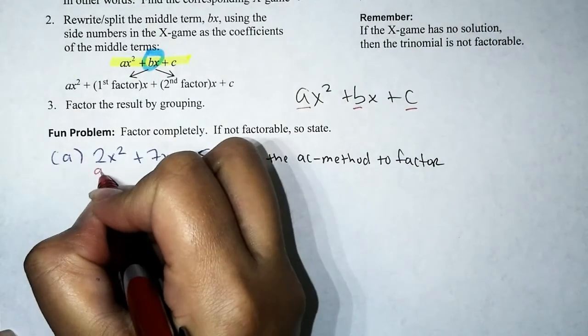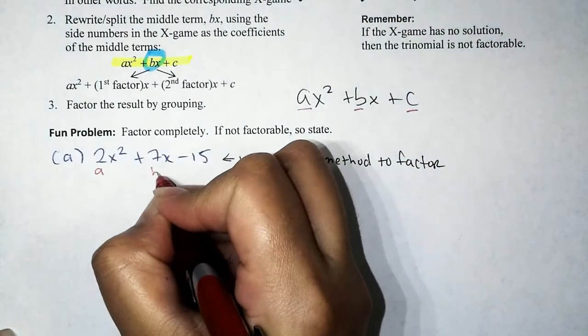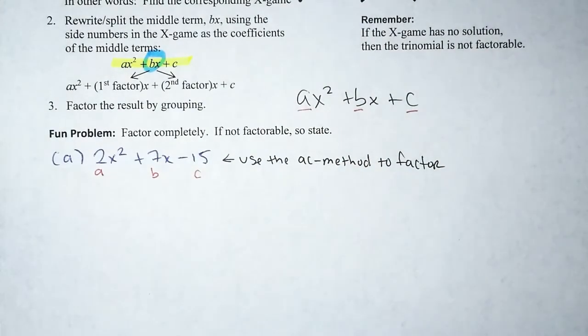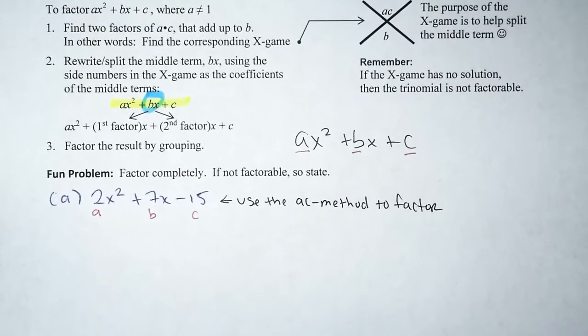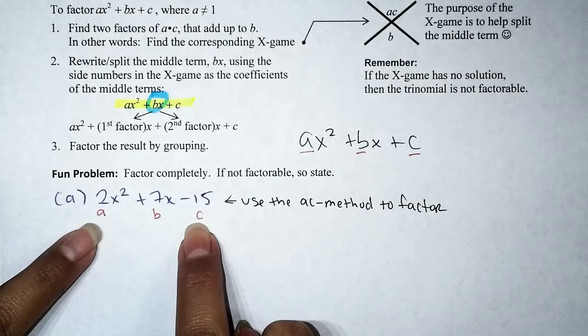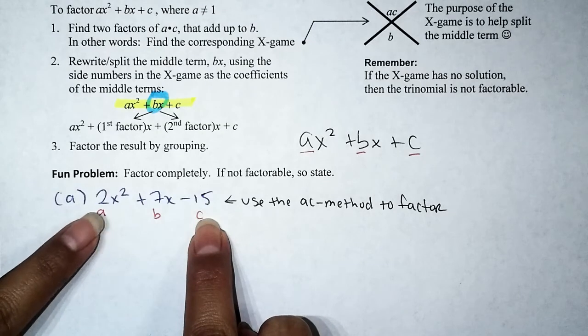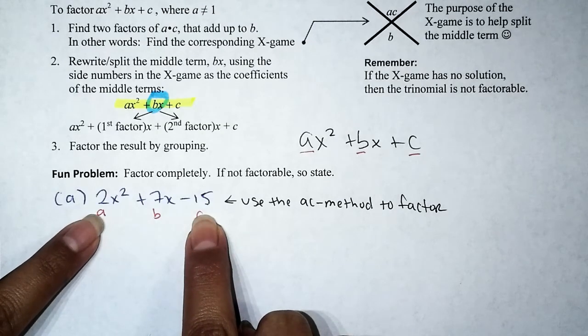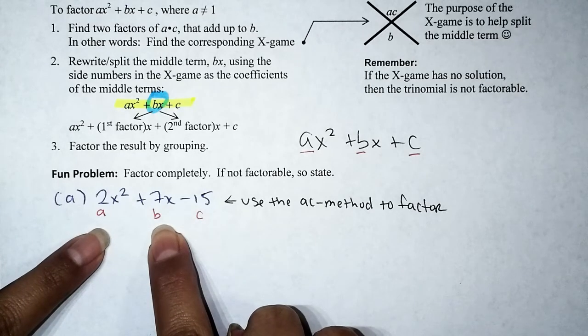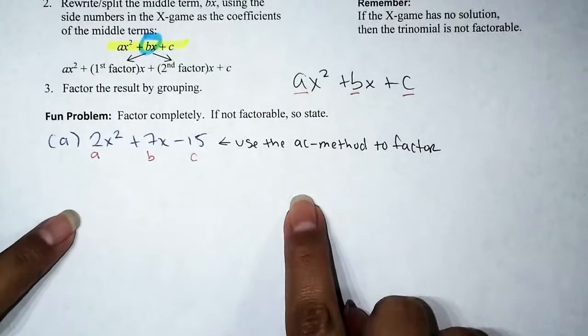So leading coefficient is 2, that's our A. Coefficient of the middle term is 7, that's our B. Constant term is negative 15, so that's our C. Okay, how do we begin to factor? Step 1, find factors of AC that add up to B. So I want to find factors of A times C that add up to B. 2 times negative 15 is negative 30. So I want to find factors of negative 30 that add up to 7. And I know you're hot, you can do it in your head. Maybe I can too. But to facilitate the process, I'm going to go ahead and write out the X game.